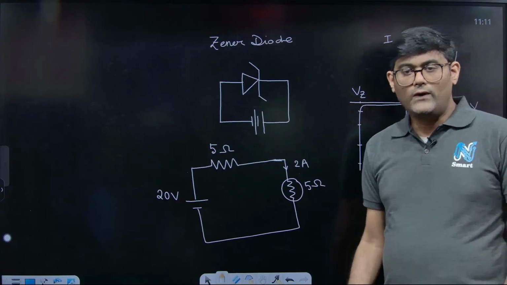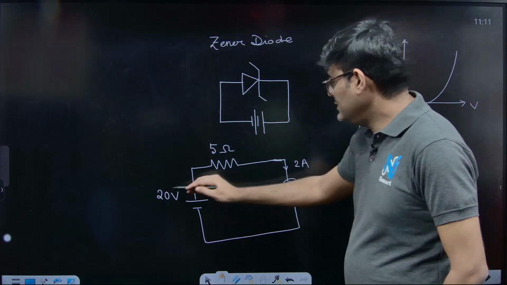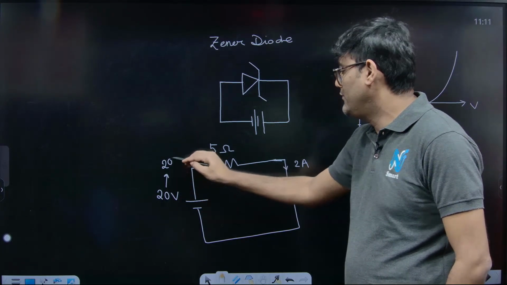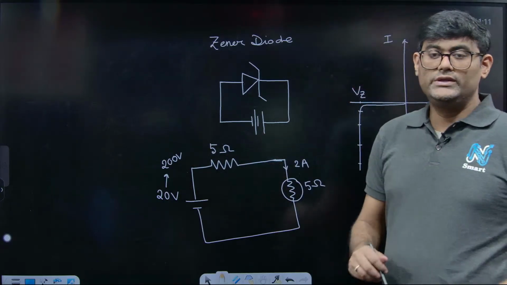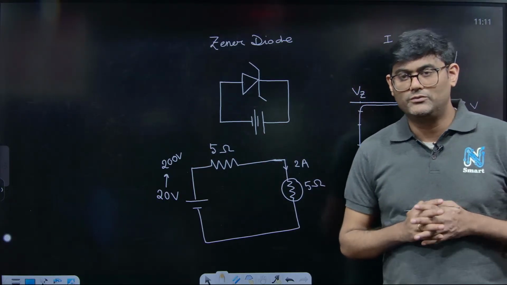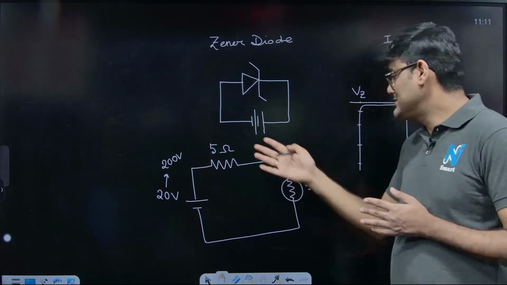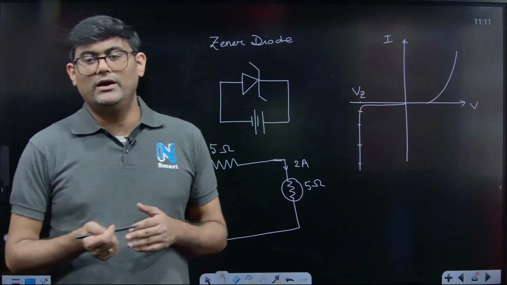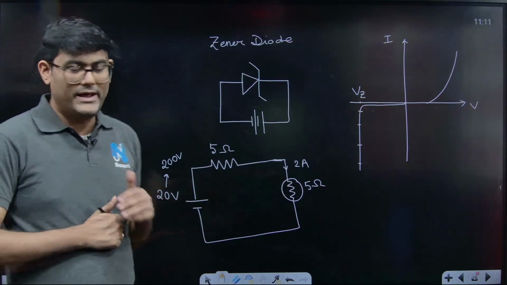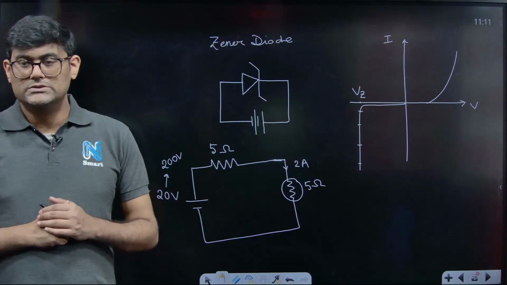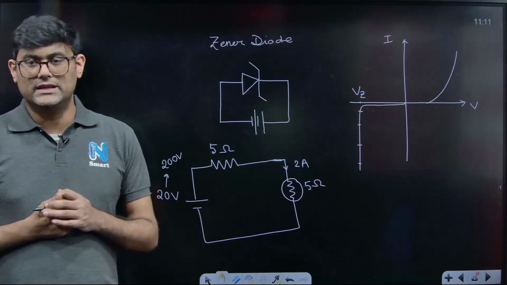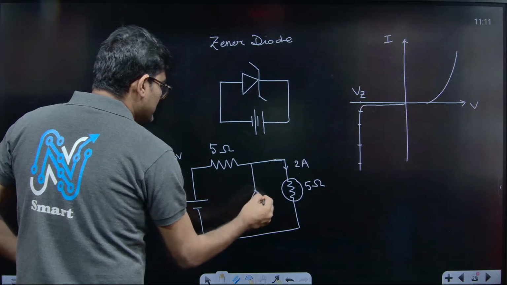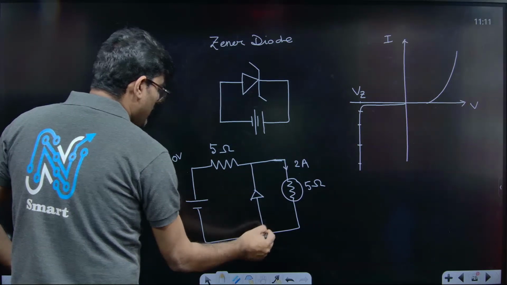Now what if by any chance this voltage increased from 20 volt to 200 volt? If this voltage suddenly becomes 200 volt instead of 20, what will happen? Definitely you can see that the current will jump from 2 ampere to 20 ampere and it will destroy the costly electrical appliance, right? So how to protect this electrical appliance? The answer is you use a Zener diode across this electrical appliance.